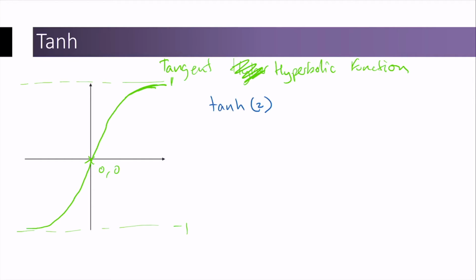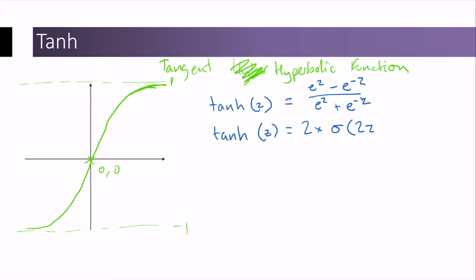And as I was saying earlier, the equation for tanh of z is equal to e to the z minus e to the minus z over e to the z plus e to the minus z. For those of you interested in its relation to the sigmoid function, if you want to write it in terms of the sigmoid function, tanh of z is equal to 2 times the sigmoid of 2z minus 1. And the sigmoid equation I showed you earlier.